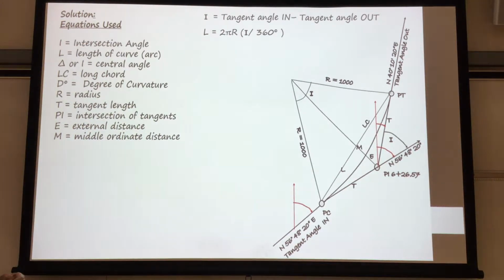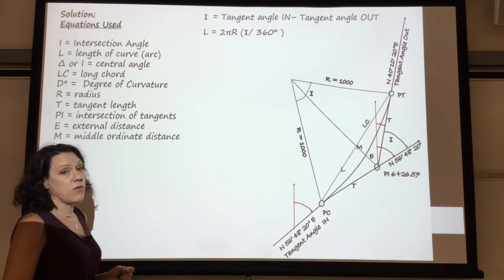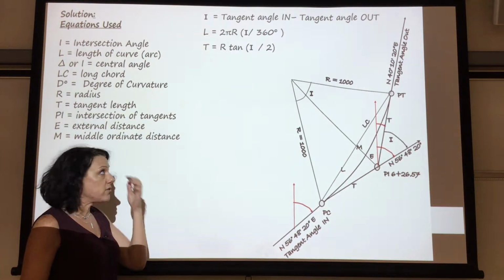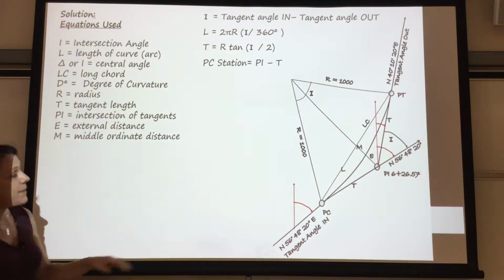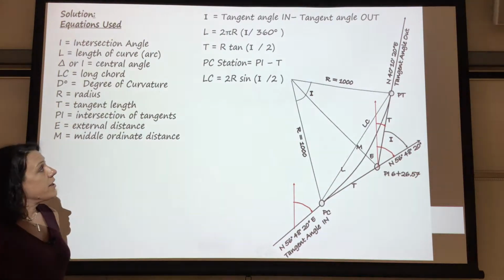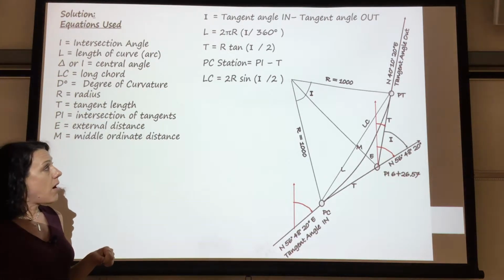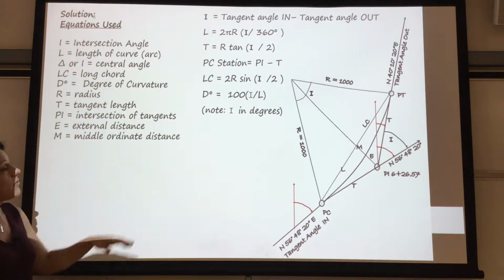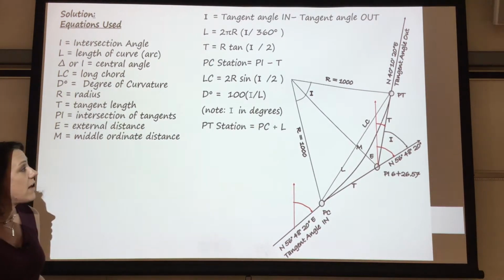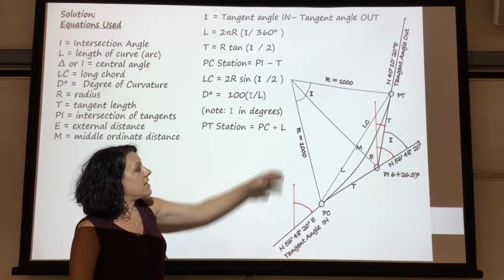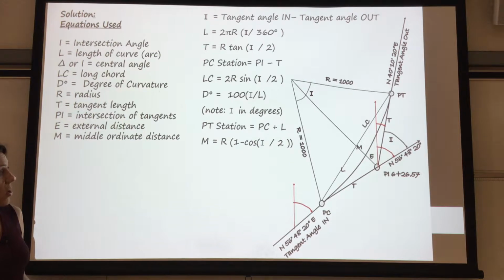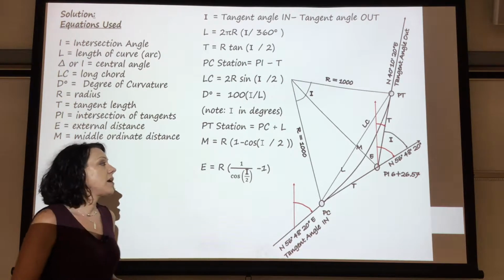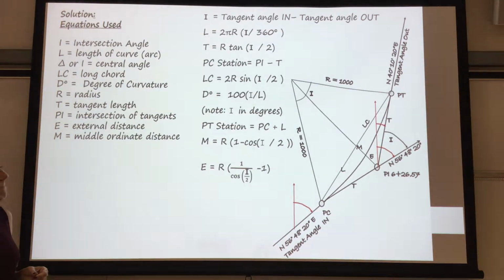So, we're going to use the length of curve is 2 pi r I over 360. It's in degrees. Our tangent is equal to the radius times tangent of the intersection angle, divided by 2. The PC station is the PI minus the tangent. The long chord is going to be 2r sine of I over 2. The degree of curvature is going to be 100 times I over L. And remember, I is in degrees and L is basically the 100 feet. The PT is the PC station plus the length. The M is R, your radius, times 1 minus cosine I over 2. And E is the external distance, R times 1 over cosine I over 2 minus 1.